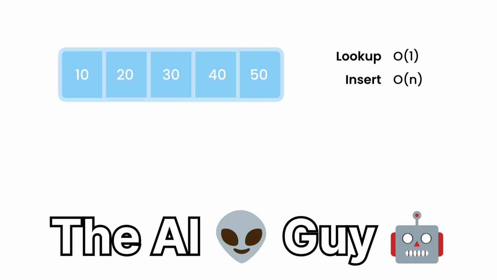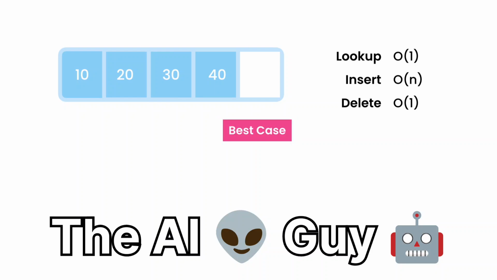Now let's talk about removing an item. Here we have a couple of different scenarios. If you want to remove the last item, that's pretty easy. We can quickly look it up by its index and clear the memory. So here we have O of 1, which is our best case scenario. But when doing big O analysis, we should think about the worst case scenario. What is the worst case scenario here?